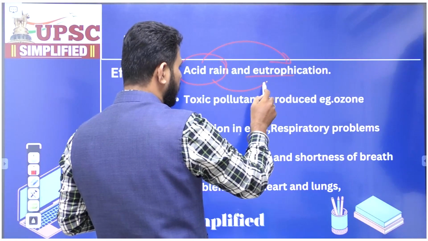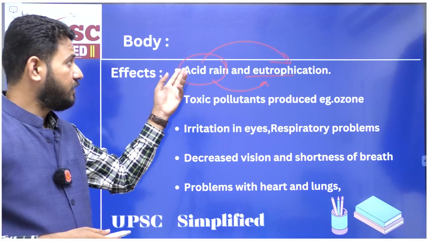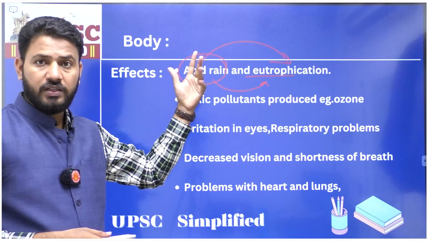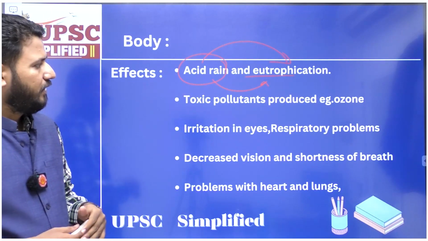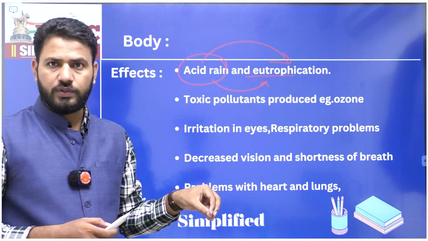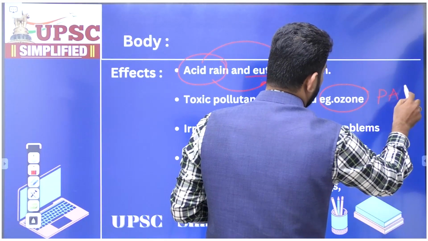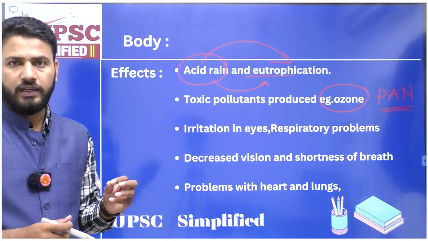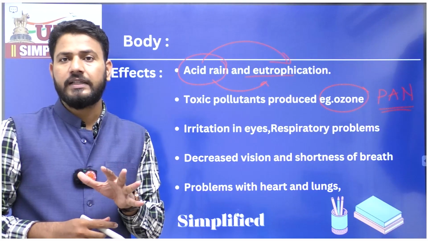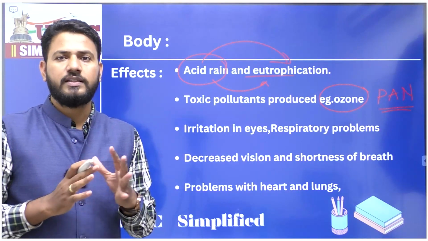It also results in many agricultural problems. It results in bleaching buildings, stones. So this is an important effect. Then toxic pollutants are produced. For example, ozone. These examples are very important, and PAN is another example. Okay, so even in the first question where I discussed, I've told you, try to give examples. That makes your answer more real.